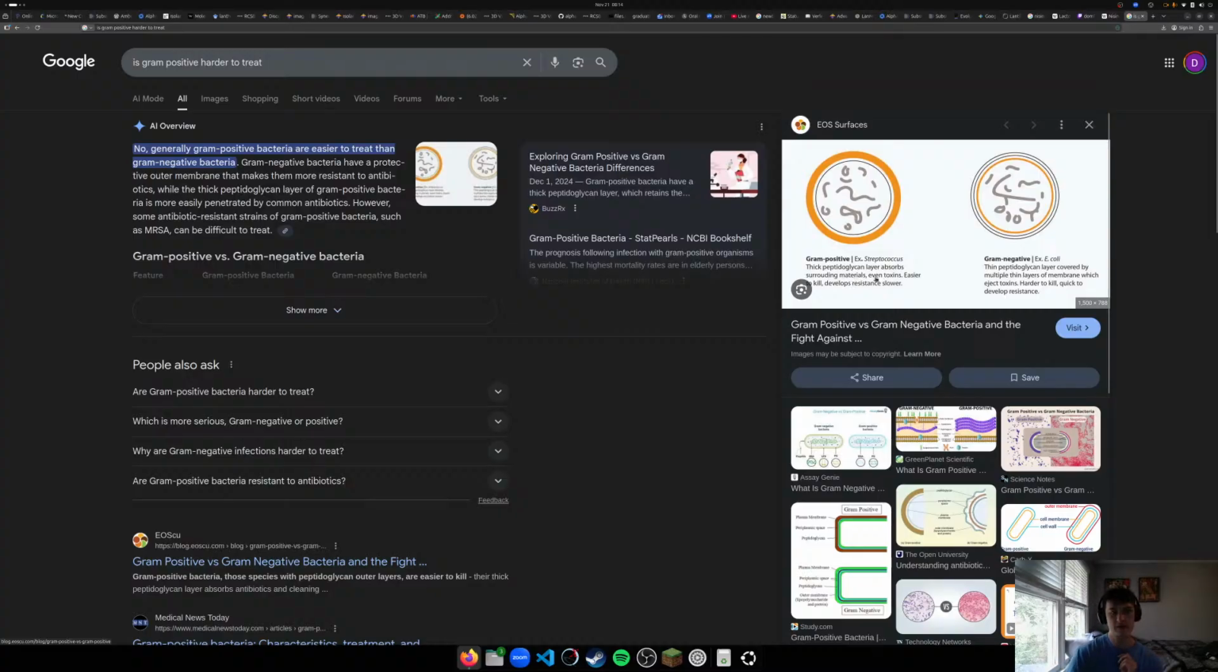So the gram-positive just has a thick peptidoglycan layer, whereas the gram-negative is covered by multiple thin layers of membrane, which inject toxins, harder to kill, quick to develop resistance.